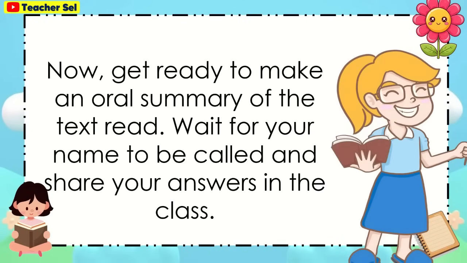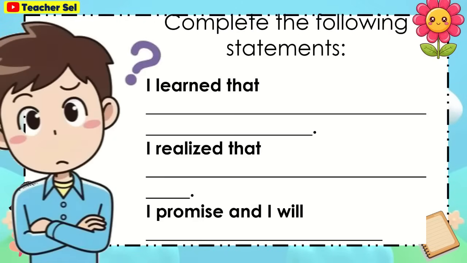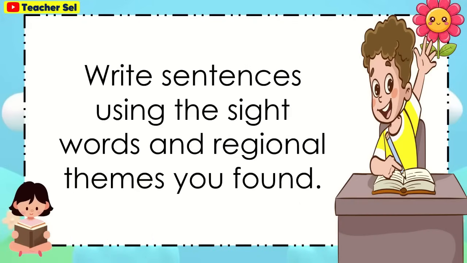Now, get ready to make an oral summary of the text read. Wait for your name to be called and share your answers in the class. Complete the following statements. I learned that. I realized that. I promise and I will. Write sentences using the sight words and regional themes you found.